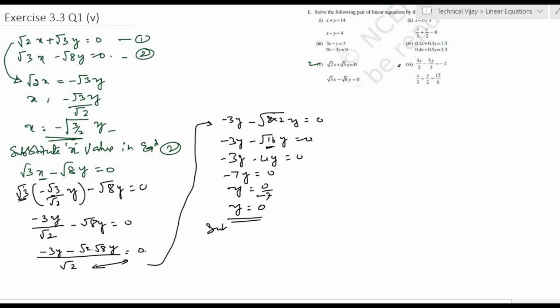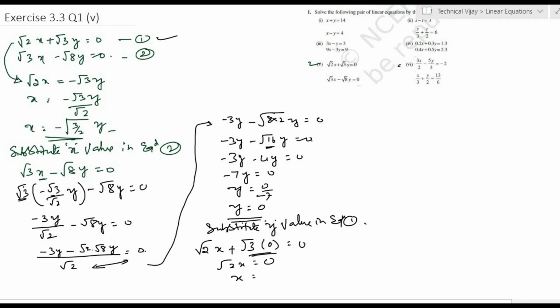And substitute the y value in equation 1. So here equation 1 is this one: root 2x plus root 3 into y, which is 0, equal to 0. So here root 2x is equal to 0. So x is equal to 0 divided by root 2. So this is nothing but 0 only. So x is equal to 0 and y is also equal to 0. This is the value. Okay.